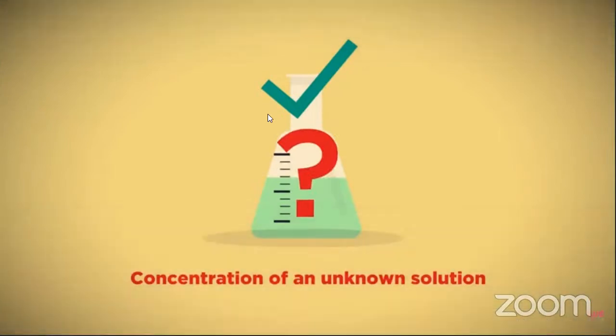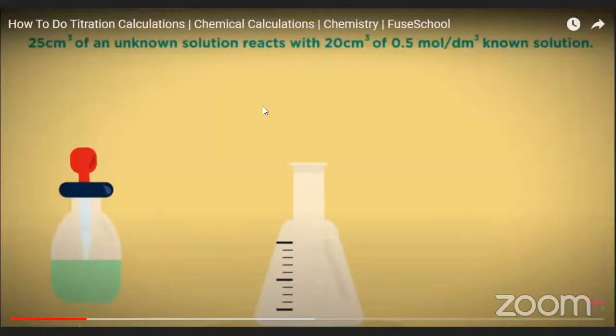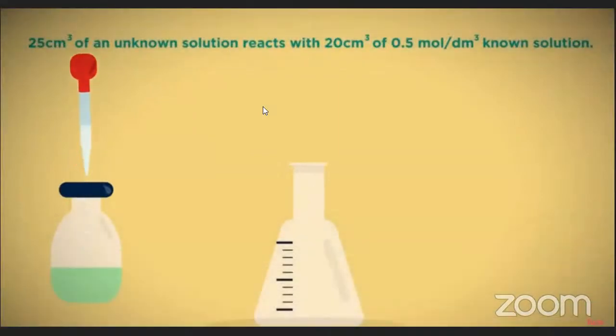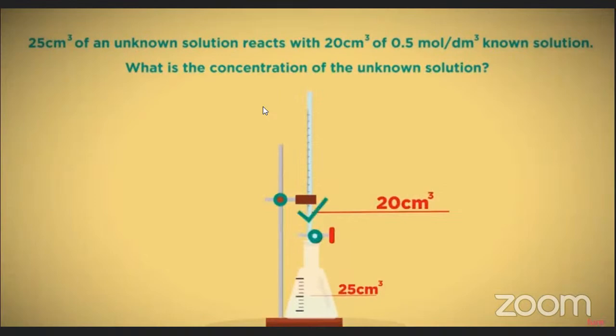Concentration of an unknown solution. So let's look at an example. We have carried out a titration. We started with 25 cubic centimeters of an unknown solution in the conical flask. We then added 20 cubic centimeters of the known solution of concentration 0.5 mole per cubic decimeter to complete the reaction. What is the concentration of the unknown solution?